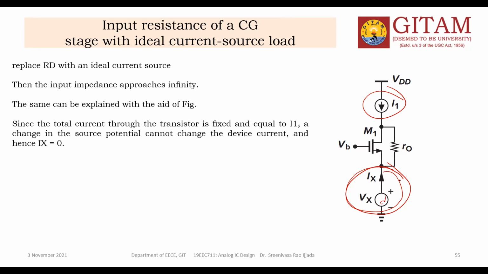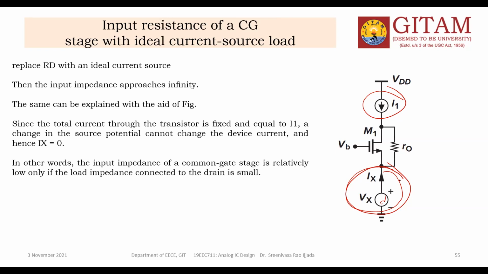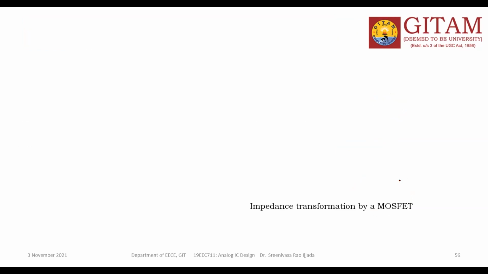In other words, the input impedance of the common gate is relatively low only if the load impedance connected to the drain is small.